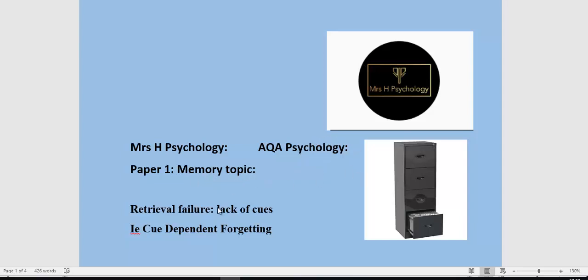This is for AQA, paper 1 memory, and this time it is another theory of forgetting: retrieval failure, where we have a lack of cues, sometimes known as cue dependent forgetting or retrieval failure. The filing cabinet is important here. Why do you think that might be? Have a little think about why that image is relevant.